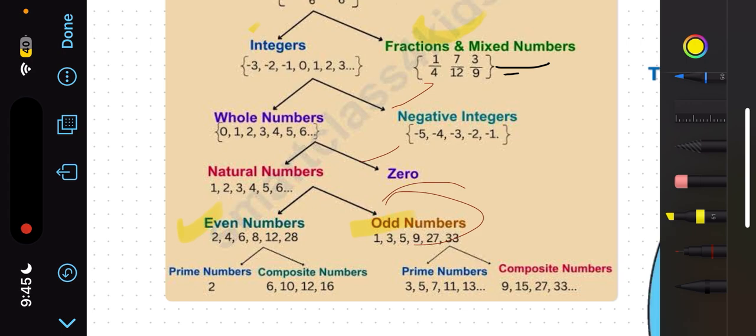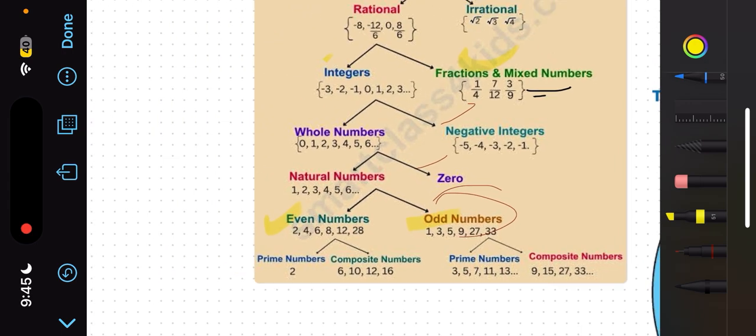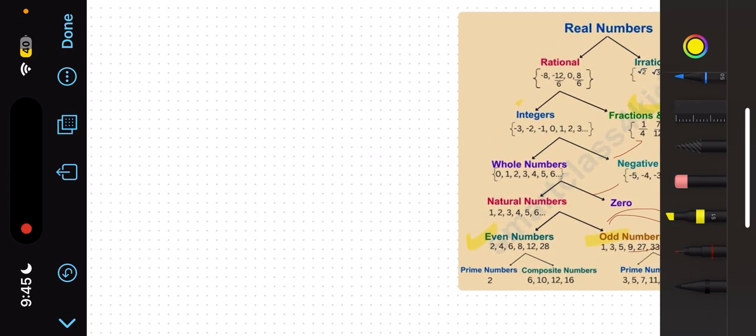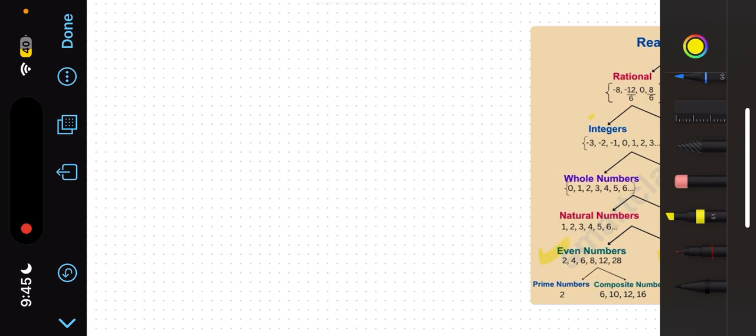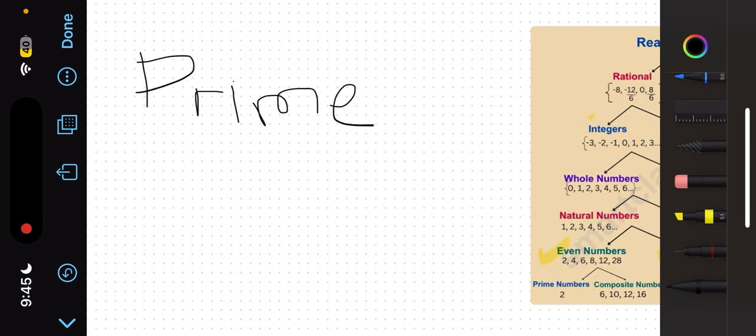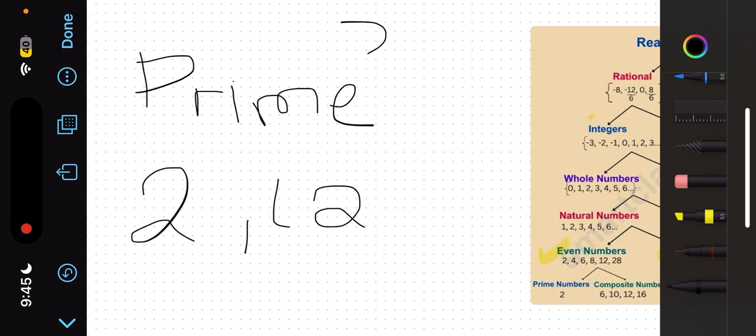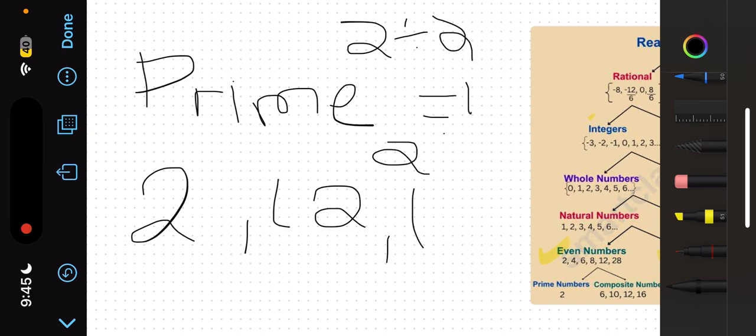Now we have prime numbers and composite numbers. A prime number is a number that has two factors, 1 and itself. For example, take 2. 2 is divisible by itself, like 2 divided by 2 equals 1, and by 1, like 2 divided by 1 equals 2.